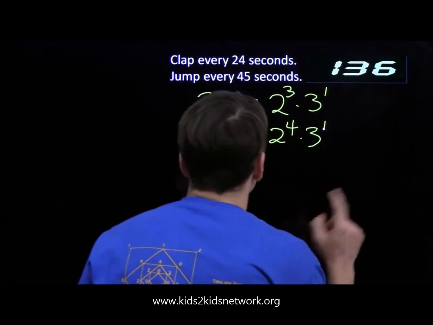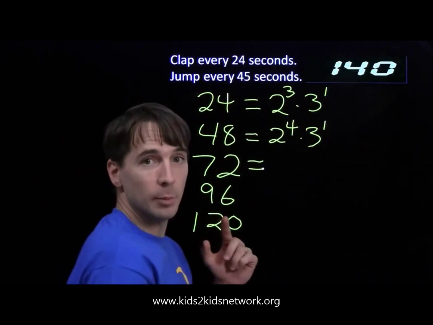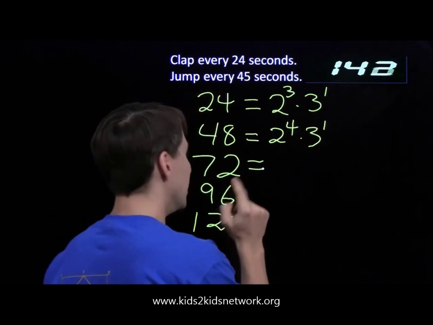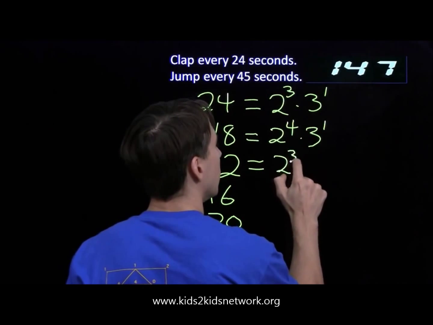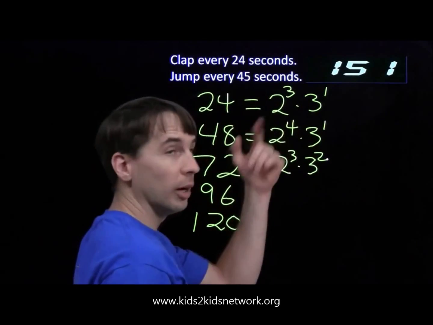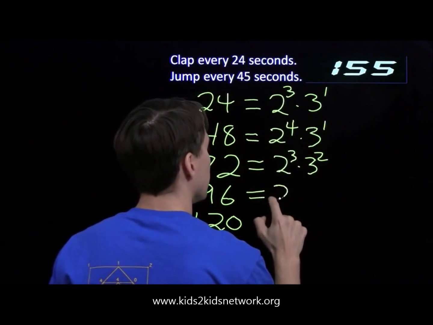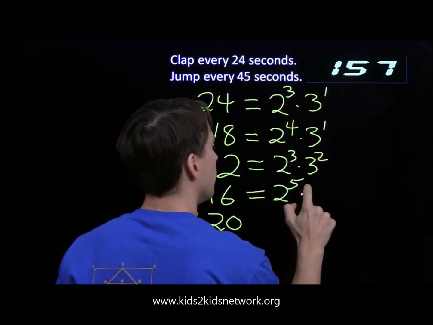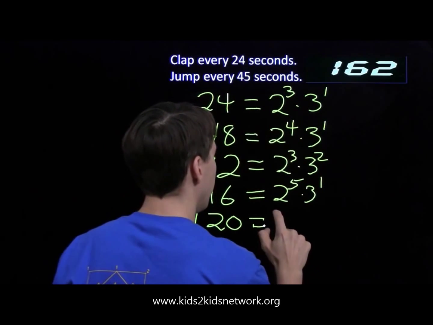Yes! All right, we're going to solve this problem. Get the next prime factorization. This is easy. 72 is 3 times 24, so I just multiply this prime factorization by 3. And that gives me 2 cubed times 3 squared. 96, we just multiply 24 by 4. 4 is 2 squared. 2 squared times this gives us 2 to the 5th times 3 to the 1st. And we keep on going, 120, we just multiply this by 5.